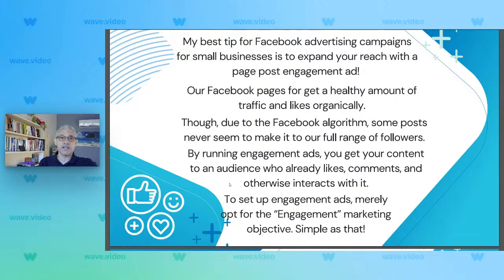So our Facebook pages are getting a healthy amount of traffic and likes organically, though due to the Facebook algorithm, and an algorithm is basically their calculation of who gets to see what based on so many different variables, some posts may never seem to make it at all to your full range of followers. But by running engagement ads, you get your content to an audience who already likes and comments and engages with you otherwise, right? So take advantage of that.